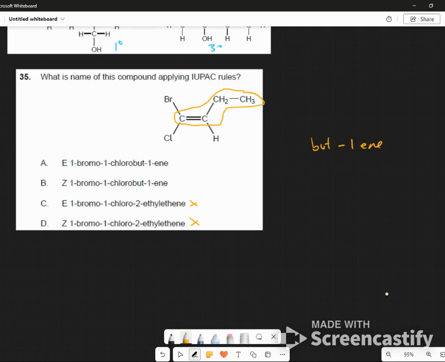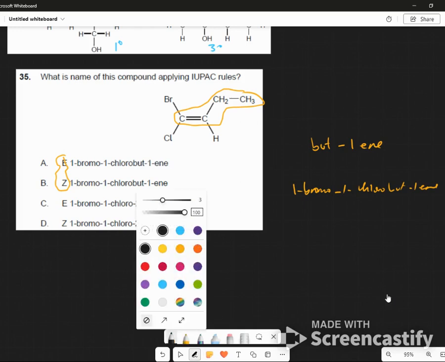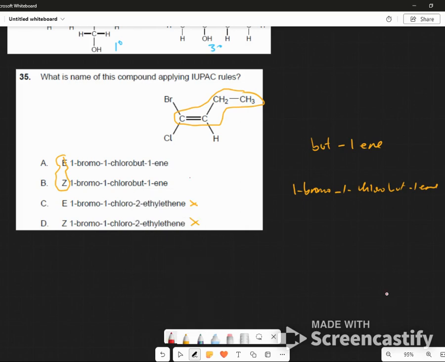Now, let's have a look. It's definitely 1-bromo-1-chloro-butene. But is it the E or the Z isomer? Now we use some CIP rule or something. I should know, but I don't. What we do is we go by molecular masses. We look at the left-hand side and compare bromine to chlorine. Which one has the highest molecular mass?